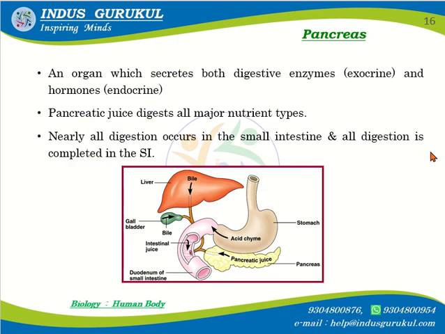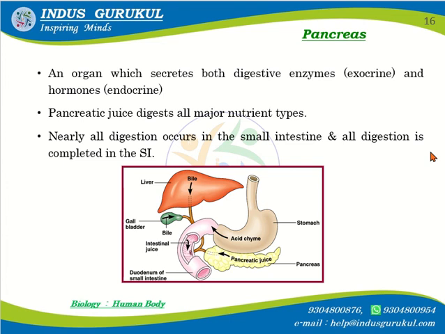So the pancreas is another organ. It is called an organ because it has the capability of producing hormones as well. We must know the difference between a gland and an organ. A gland secretes enzymes, whereas an organ also releases hormones. So the pancreas does release hormones and digestive juices or enzymes as well. Majorly, all the nutrients are digested by the pancreatic juices.